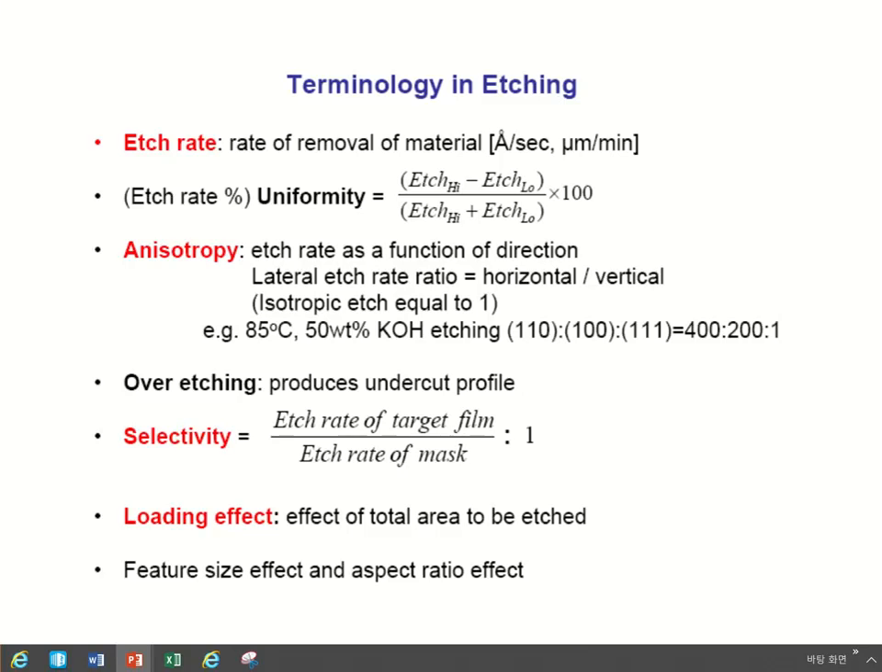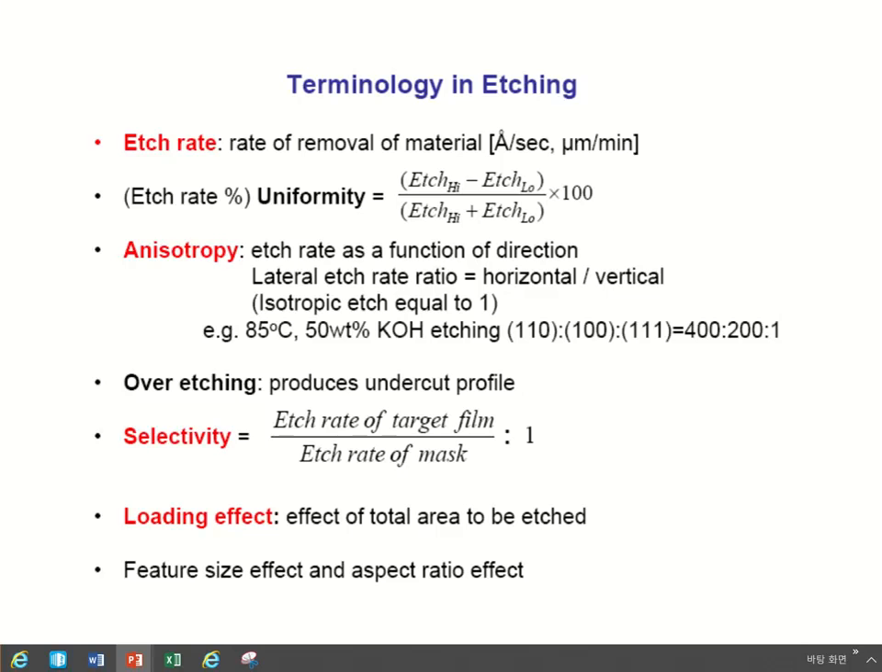For example, if you wanna etch some portion of silicon, while you're using the photoresist as a mask, then the ratio between the two is their selectivity. You want to have high selectivity for your target film, right? That means your mask material can protect well during those etching process.